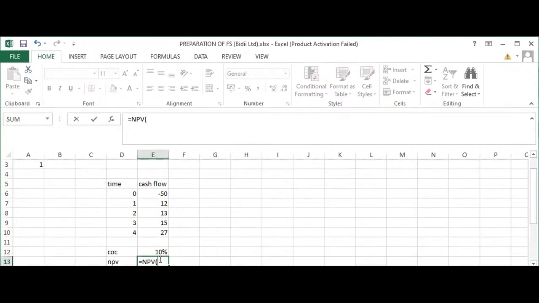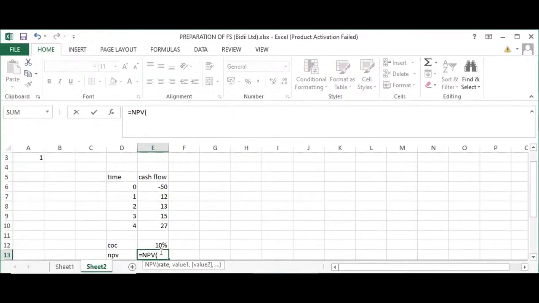Great. Now you can see they are telling you pick the rate. The rate is the cost of capital. Pick that 10%. Then they want you to say comma, isn't it? So you say comma, the lower one. And then from value 1, you pick from value 1, you highlight all of them. Yes. You close brackets.